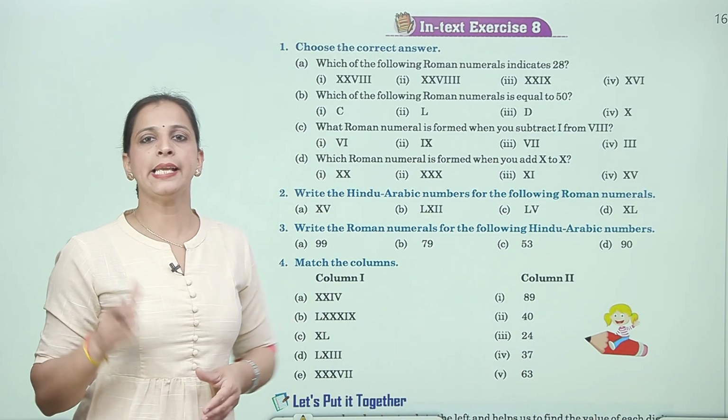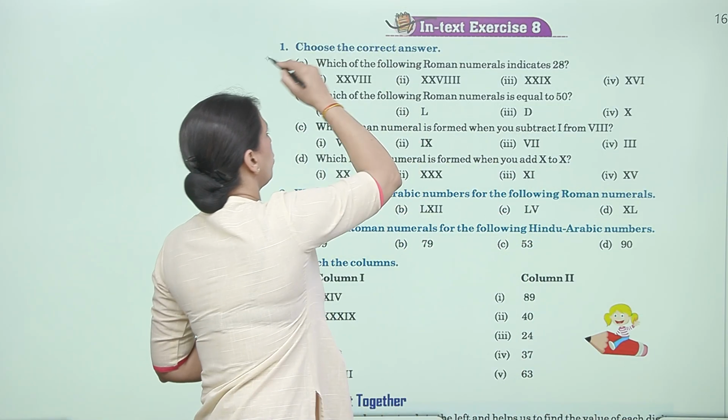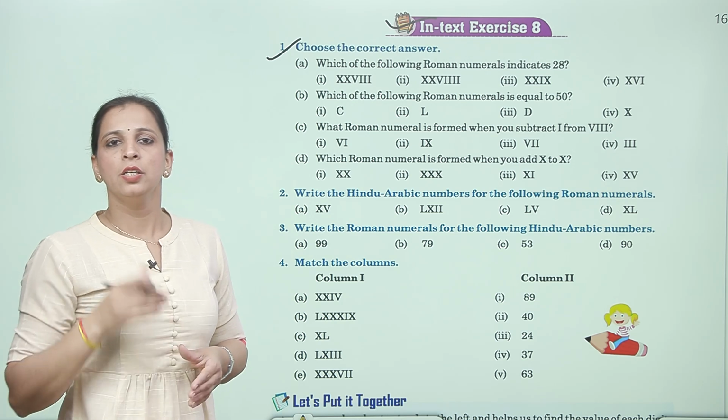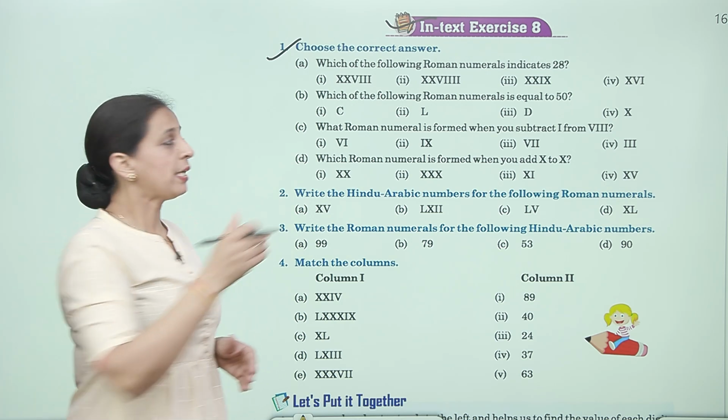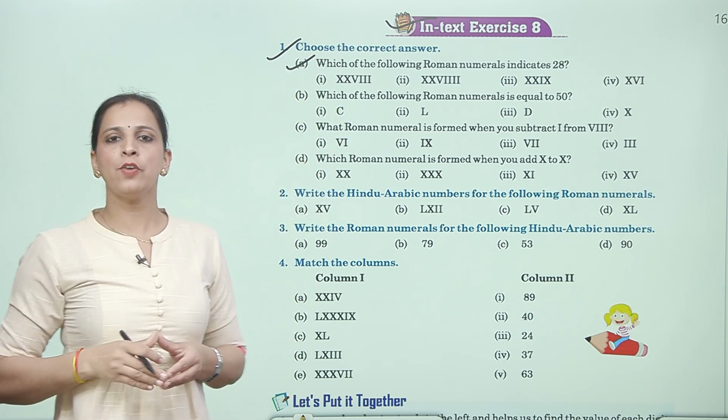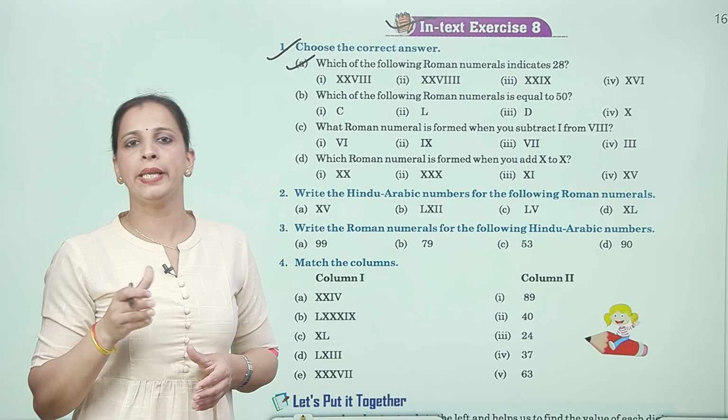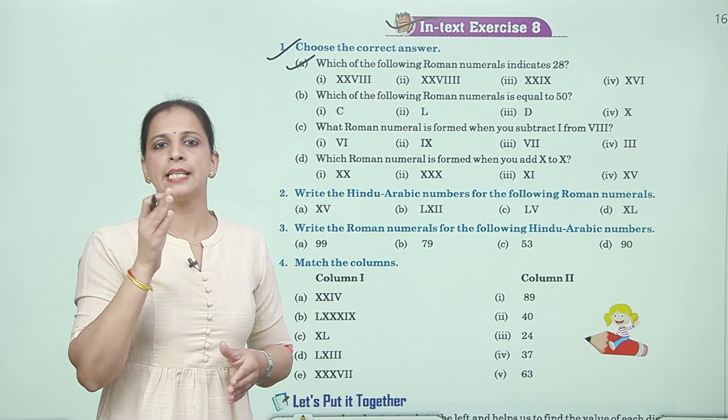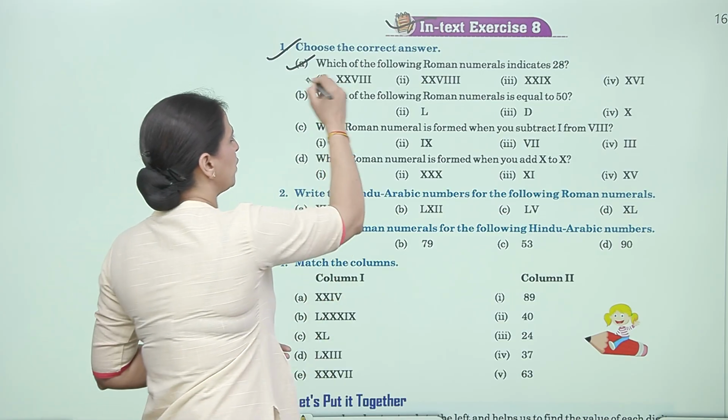Now next, in-text exercise 8. Question number 1. Choose the correct answer. A part is, which of the following Roman numerals indicates 28? 28 is XXVIII, that is first.